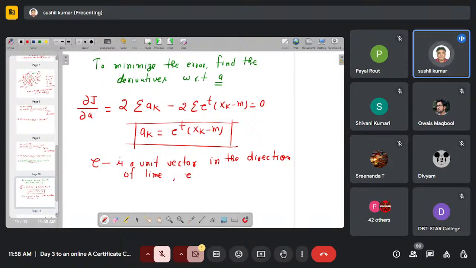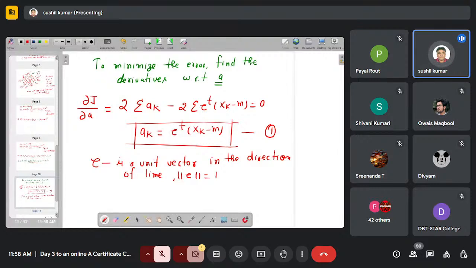So what it will give you, mod of E will be 1. So that's why I'm not considering that part. So keep remember this equation, it will help you a lot.